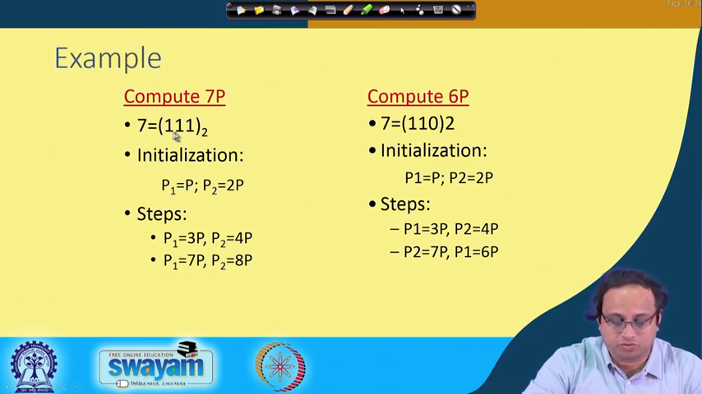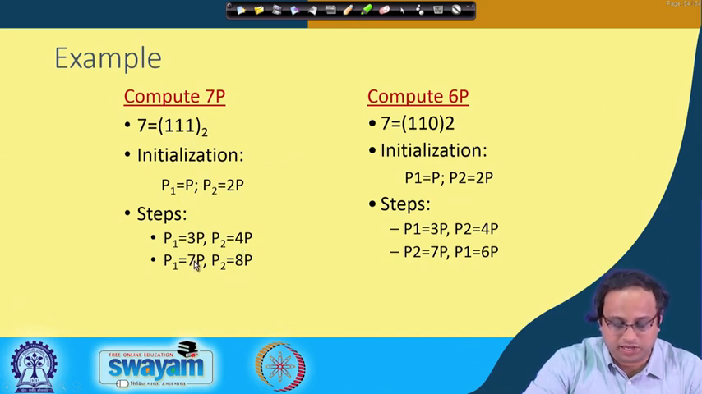So, therefore, I have 1 1 1 as my binary expansion of 7. I initialize P2 to 2p and P1 to p, and if the bit is 1, I do an addition in P1. So I add p with 2p and I get 3p, and in P2 I do a doubling. So P2 becomes 4p.